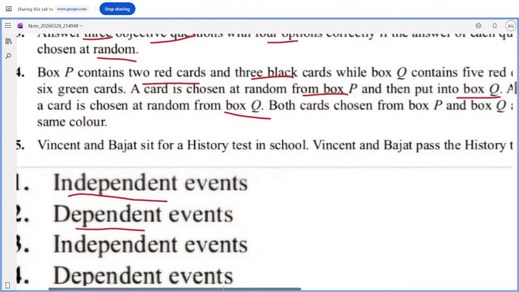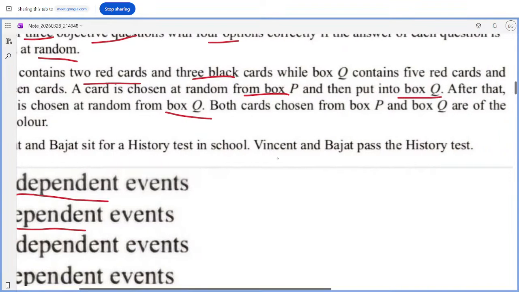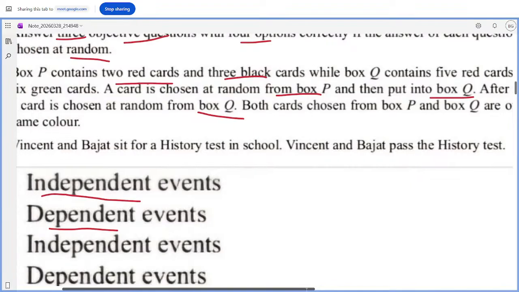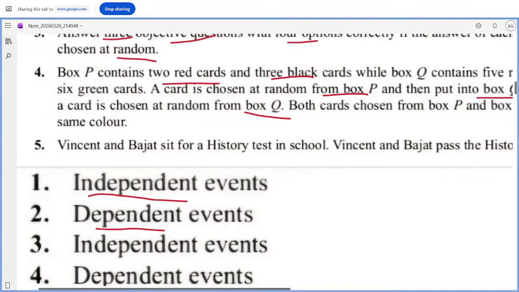All right, so now, number 5. Vincent and Bajat sit for a history test in school. Vincent and Bajat pass the history test. Okay, common sense, guys. Does the probability of both of them passing affect each other? Yes or no? Two different people? Yeah, confirm independent, guys.